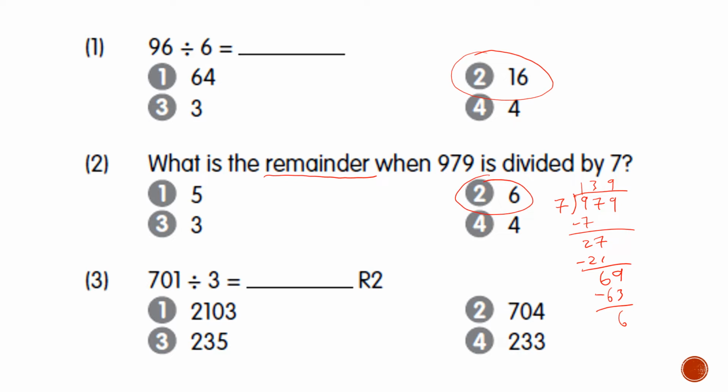And now for question number 3, they are asking you for the quotient. This one is asking you for the quotient. So if you work it out, you find that the answer is actually 4. Please do your working yourself.